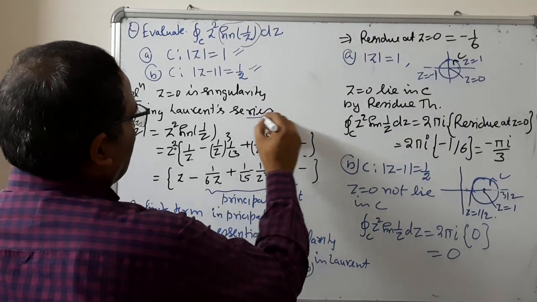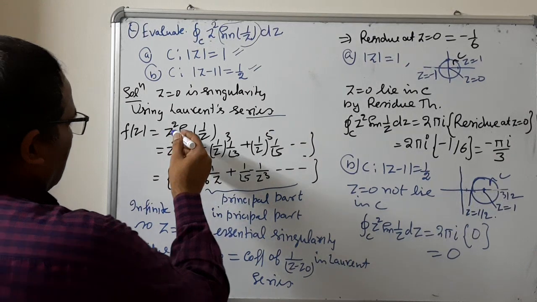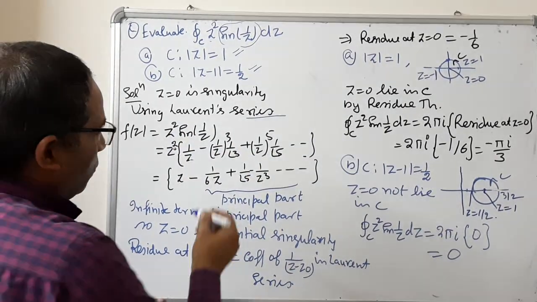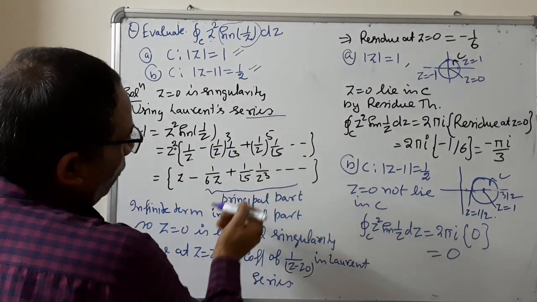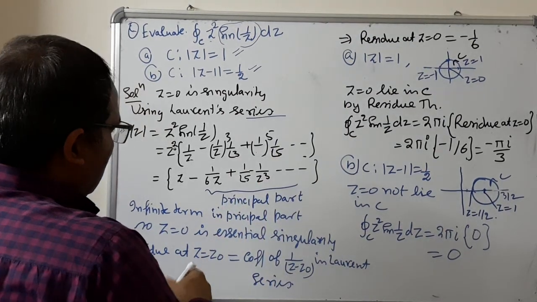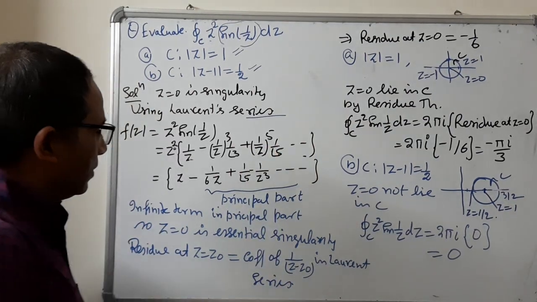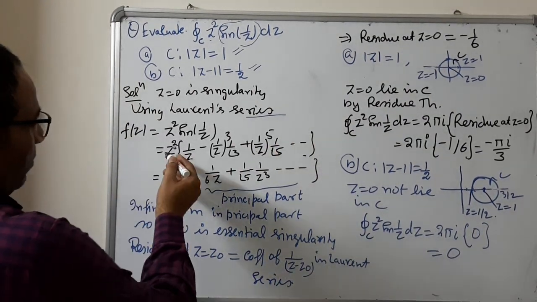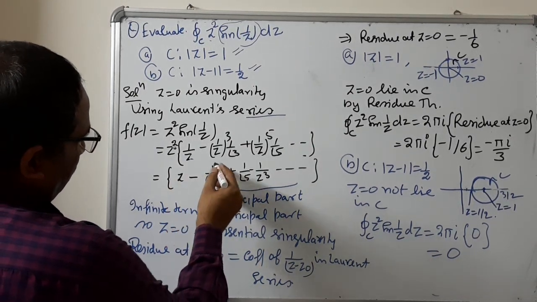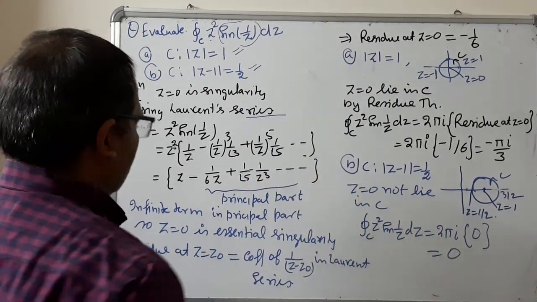So using the Laurent series expansion, expand this z square sine 1 upon z. Open the series of sine a, that is equal to a minus a cube upon factorial 3 plus a to the power 5 upon factorial 5, and here a is equal to 1 upon z. Write this series and then multiply by z square in this bracket. We get z minus 1 upon 6z plus 1 upon factorial 5 z cube and so on.